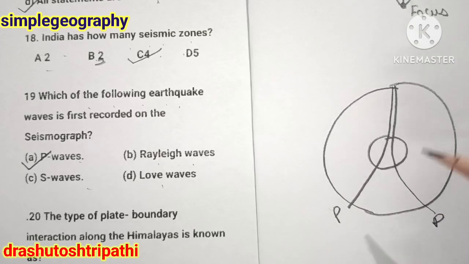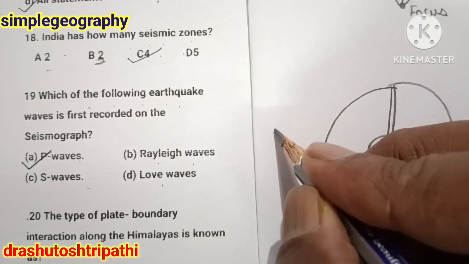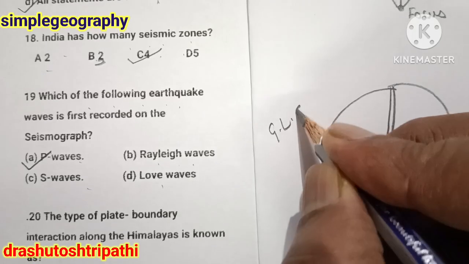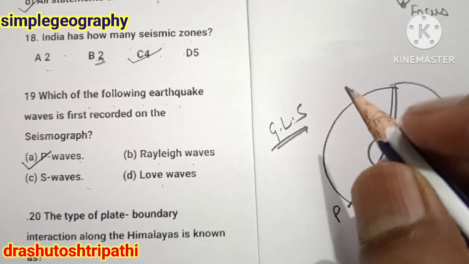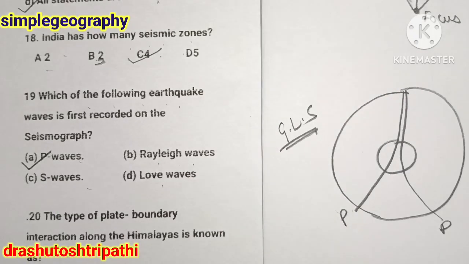The waves are similar to sound waves. These waves pass through gas, liquid or solid, all the three states. P wave causes rock to squeeze and stretch. The answer is the P waves.